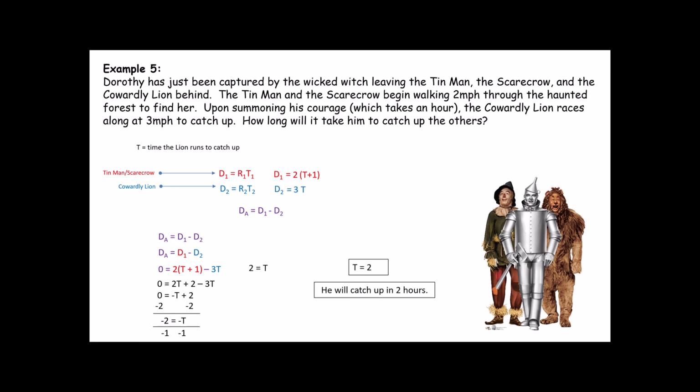Hopefully, after seeing these two types moving in the same direction and moving in different directions, you'll find that these will be a lot easier for you. Please do not underestimate the value of starting off with your picture and writing each distance equation separately first. I think you're going to find that to be much, much easier.